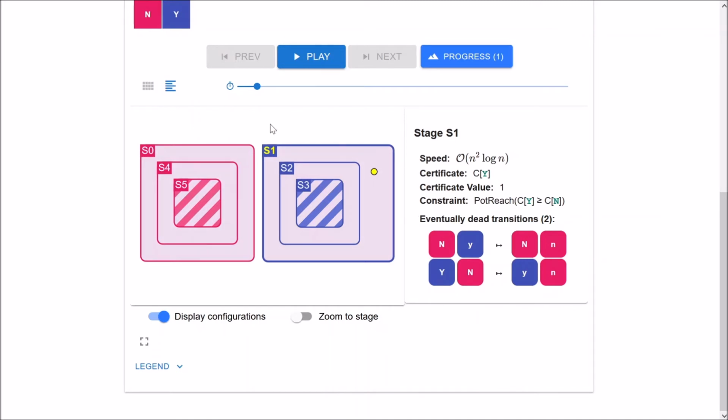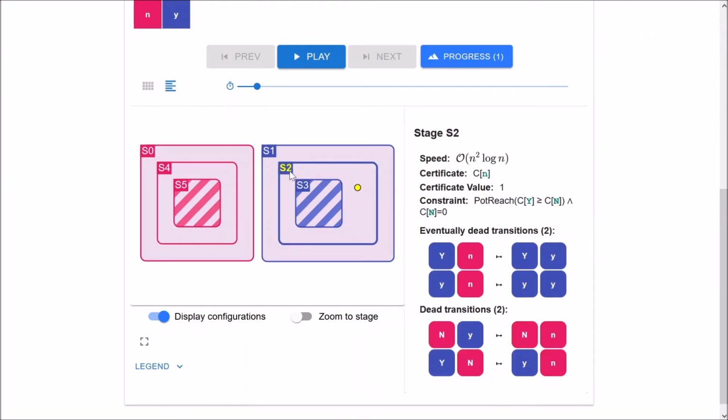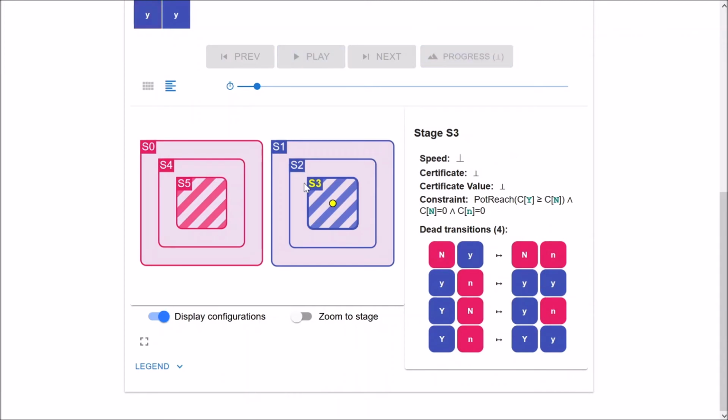The stages of a stage graph are inductive, i.e., they are closed under reachability. Intuitively, this means that once you are inside of a stage, you cannot leave the stage. If a stage contains a smaller stage, then we call the outer stage non-terminal. In this example, stage S1 is non-terminal because it contains S2. Compare this to stage S3 that is terminal because it does not contain any other stage.